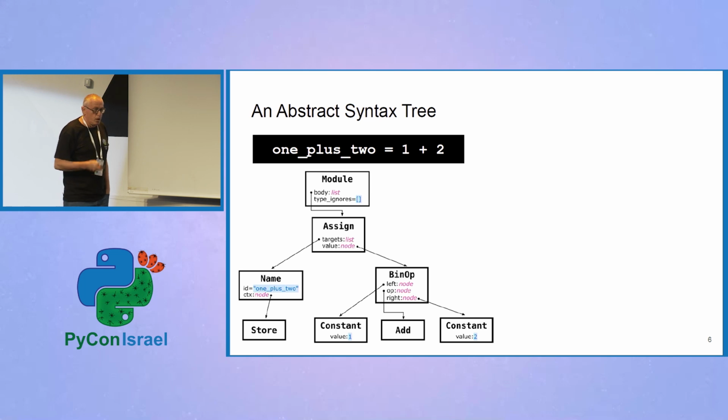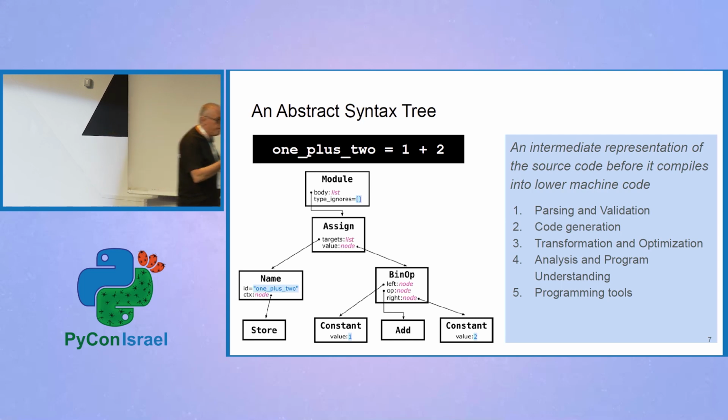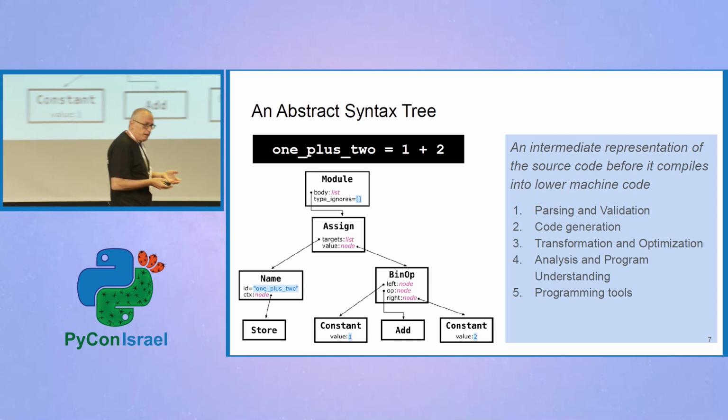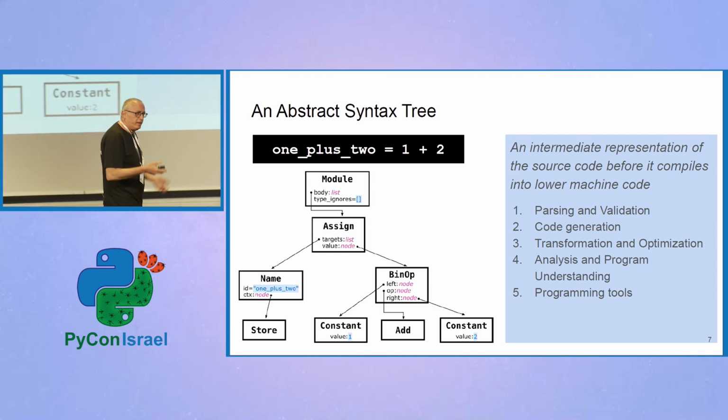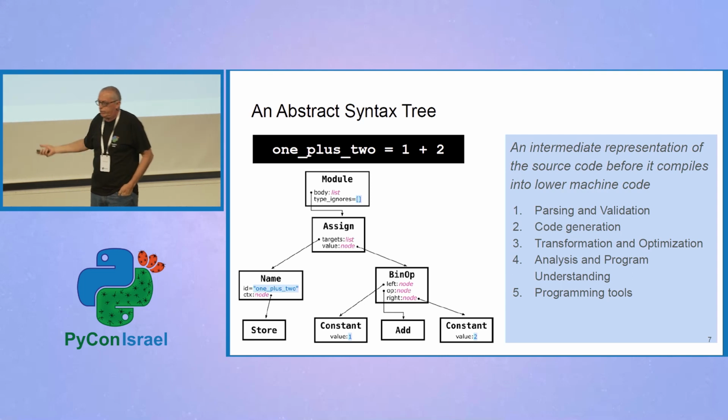Okay, so why are they important in compilers? They are used for many different purposes. The first one that we were speaking about now is parsing and validation. If you cannot parse a program into an abstract syntax tree, then it is an invalid program.